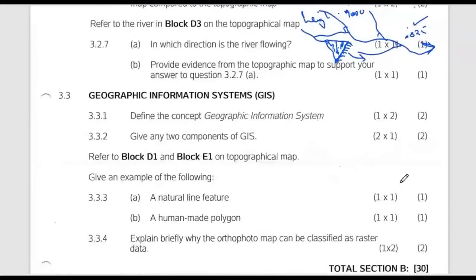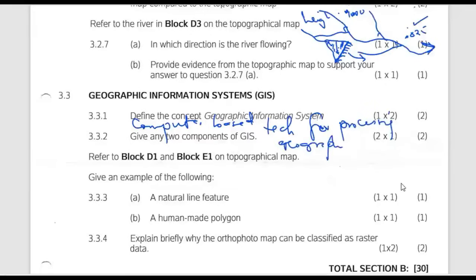Then we go to our last section, which is GIS. The first question is saying, define the concept geographical information system. I think it's a common term that we use. It's a computer-based technology for processing geographic data for a range of uses. That is basically GIS. We are looking at using computers for geography studies.